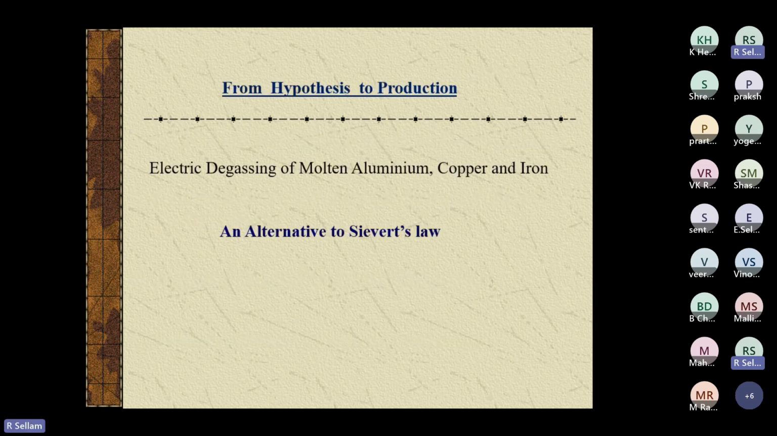From hypothesis to production: electric degassing of molten aluminum, copper, and iron. This is an alternative to Sievert's law.